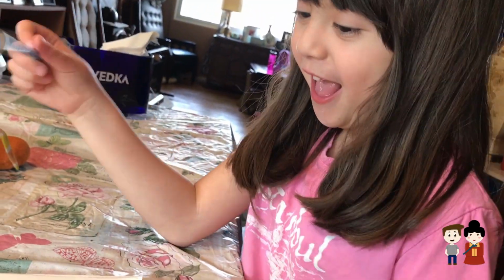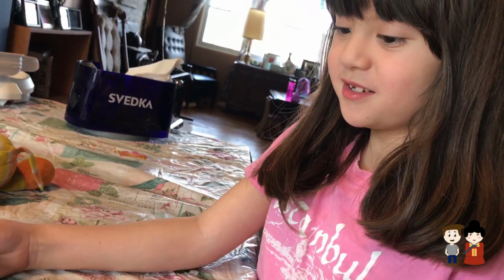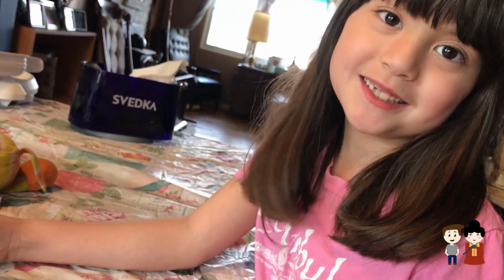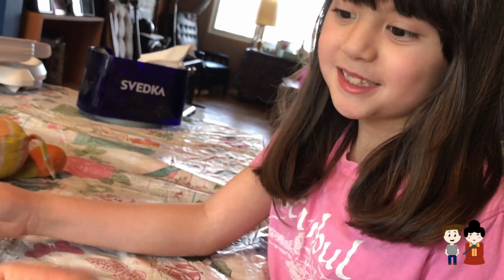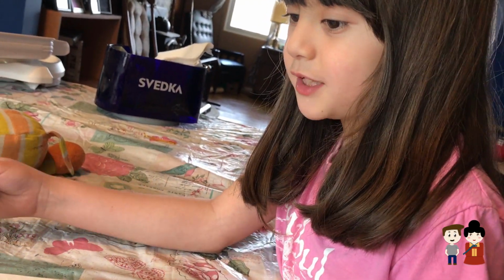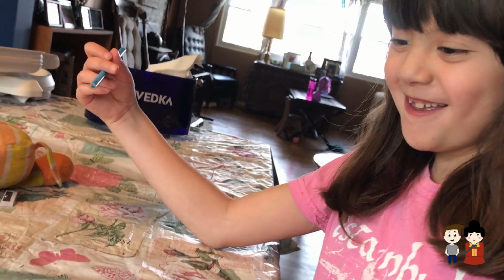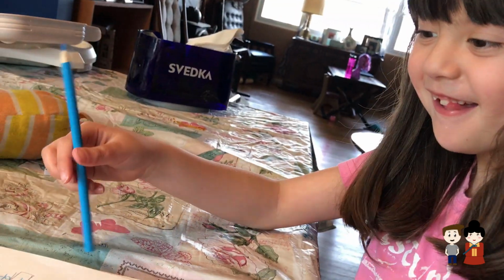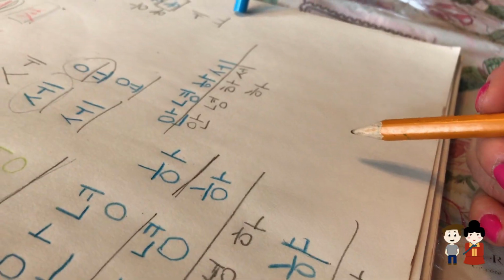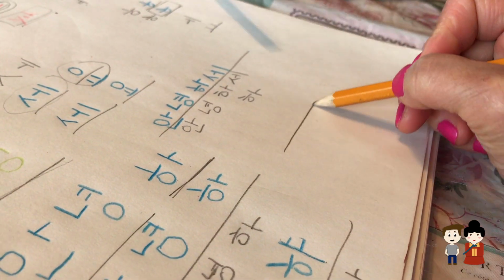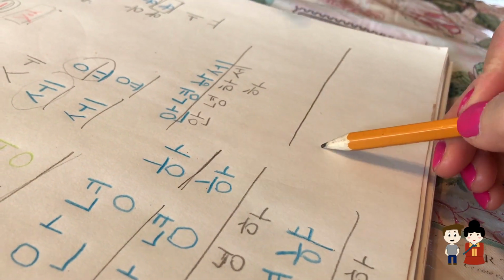Okay, so first, what phrase are we writing out? Ahn. Well, the whole thing. What's the whole thing? 안녕하세요. Good. Now, do you think you could write the whole phrase 안녕하세요 right here if I write it underneath?